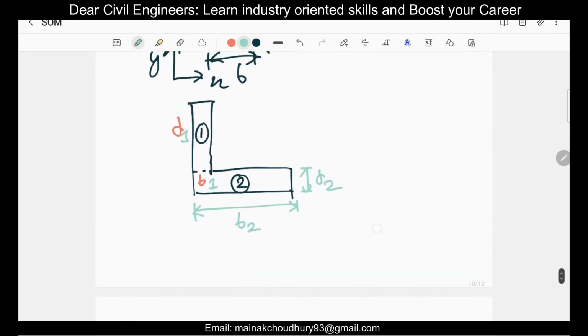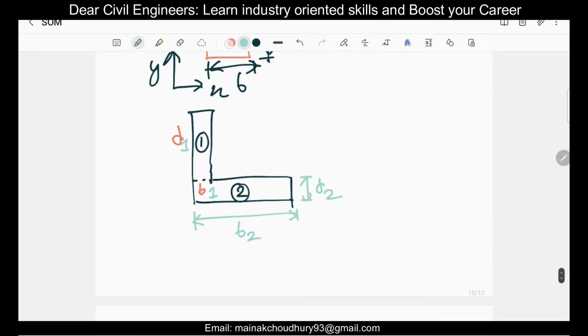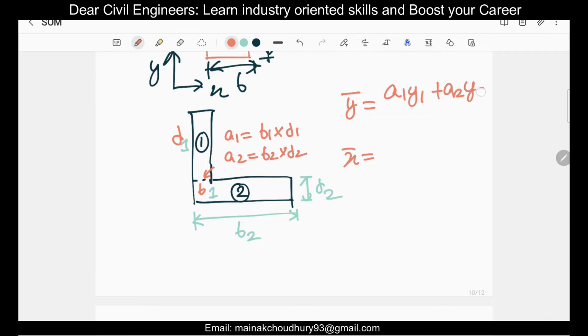When you divide these two parts, you can also write the formula for y bar, that is the centroid along the y direction, and the centroid along the x direction. The centroid along the y direction is a1 y1. What is a1? A1 is the area of part one. So a1 is equal to b1 into d1. Similarly, a2 is equal to b2 into d2. So y bar is a1 y1 plus a2 y2 divided by a1 plus a2.